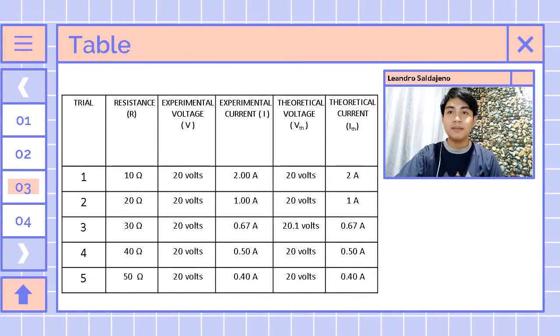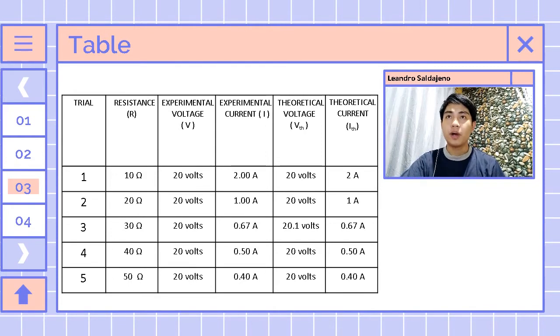Let's move on to the table. The number of trials can be found in the first column, the resistance measured in ohms in the second column, experimental voltage measured in volts found in the third column, experimental current measured in amperes found in the fourth column, theoretical voltage also measured in volts found in the fifth column, and theoretical current also measured in amperes found in the last column. Trial number 1.